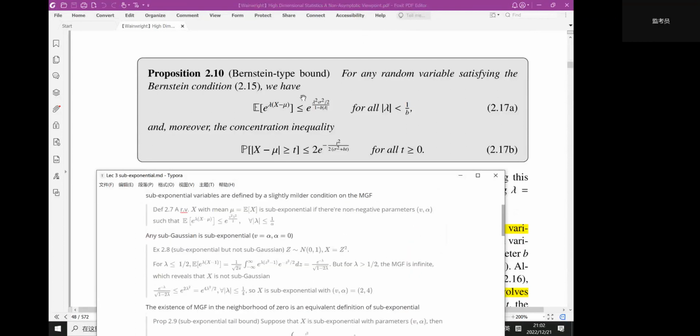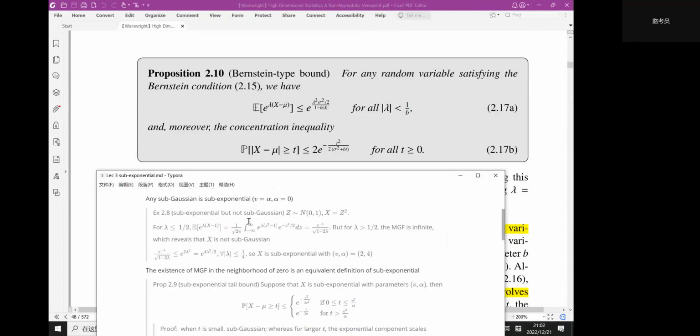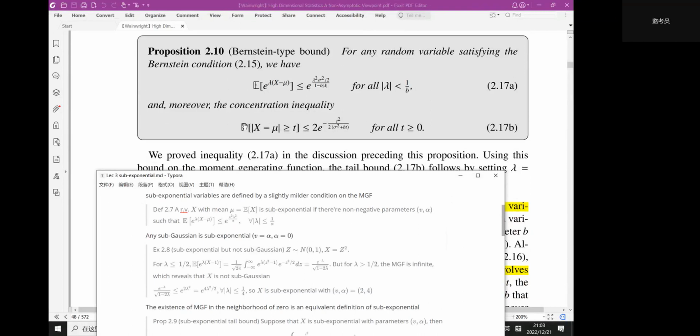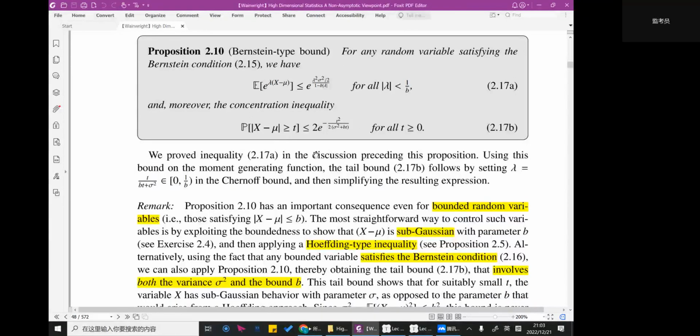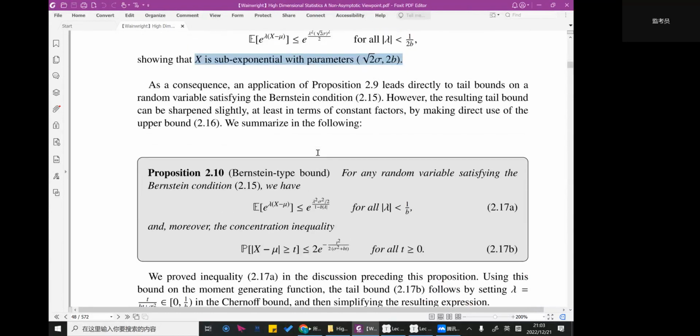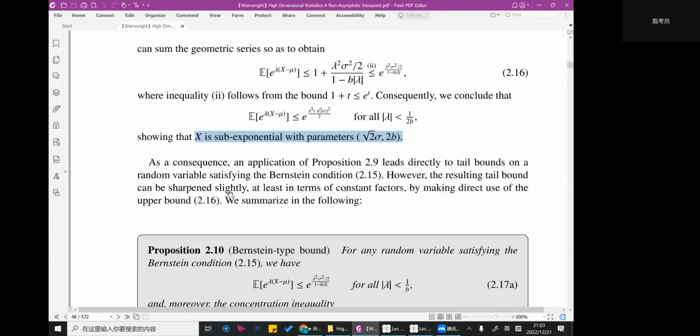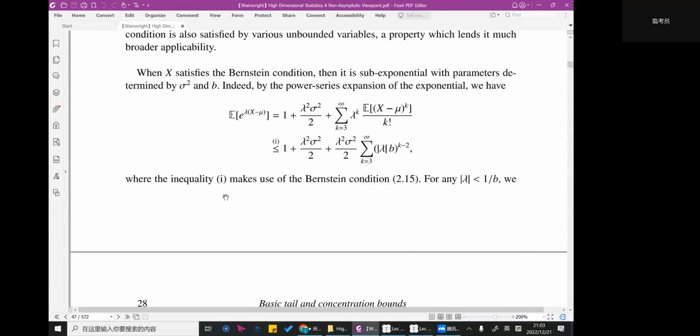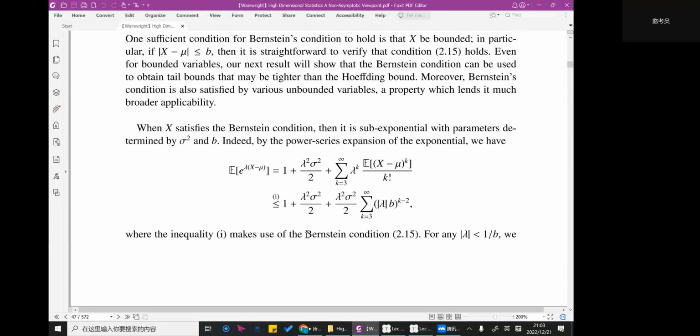So this calculation of the MGF is less than this. Here, the denominator looks like 1 minus b times the absolute value of lambda, but in the definition of sub-exponential, there's no such term, and we get the concentration inequality. This is from the definition of the Bernstein condition. So when the random variable satisfies the Bernstein condition, we know that it's sub-exponential.